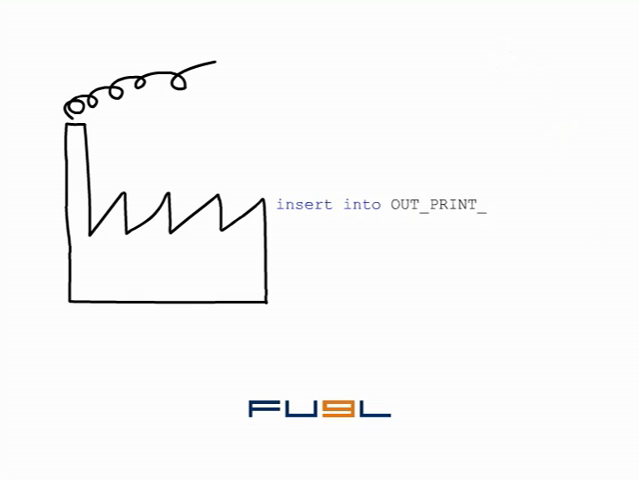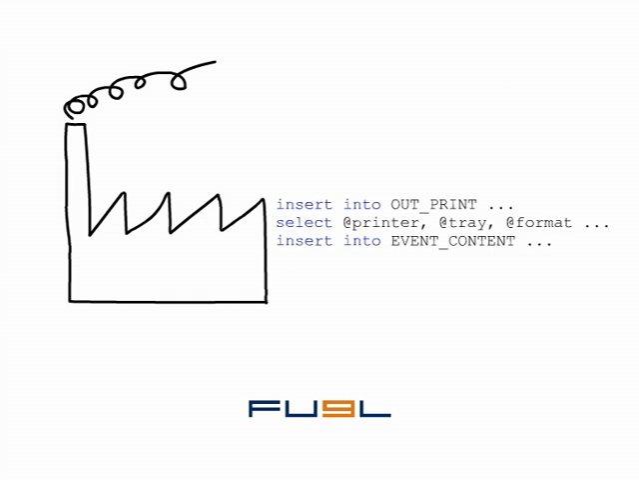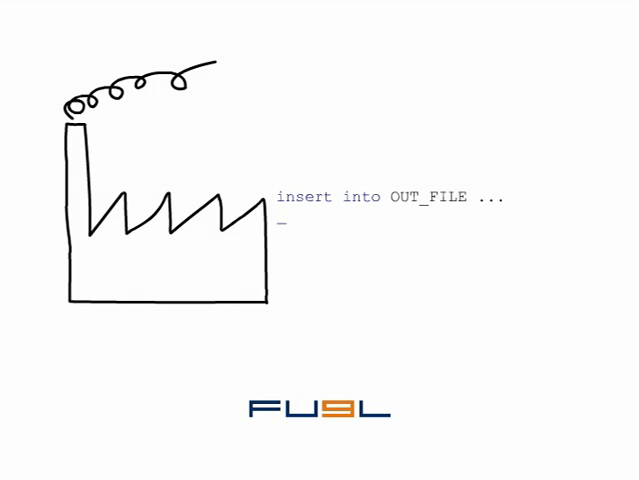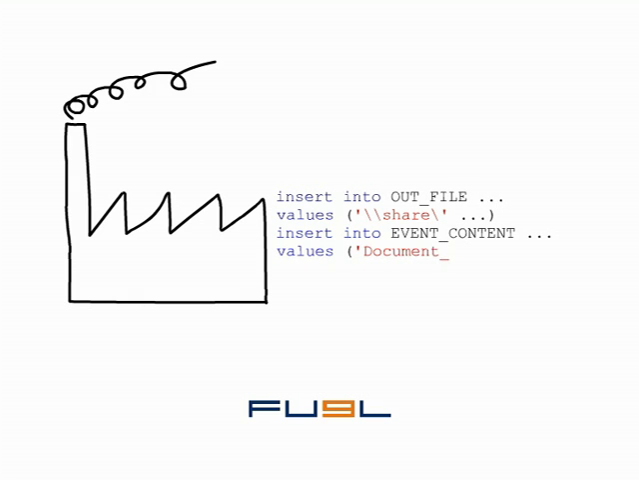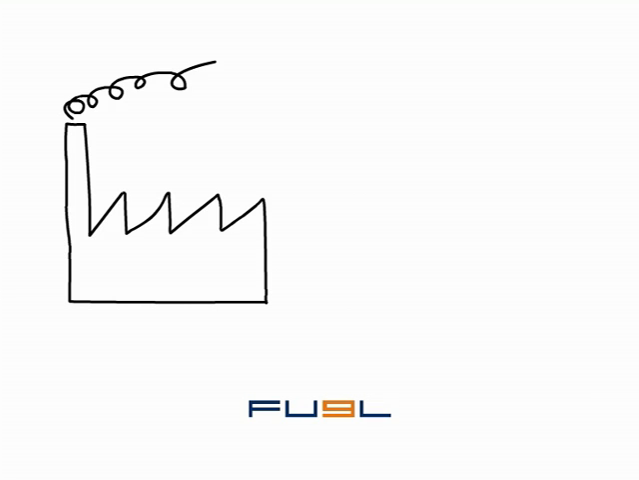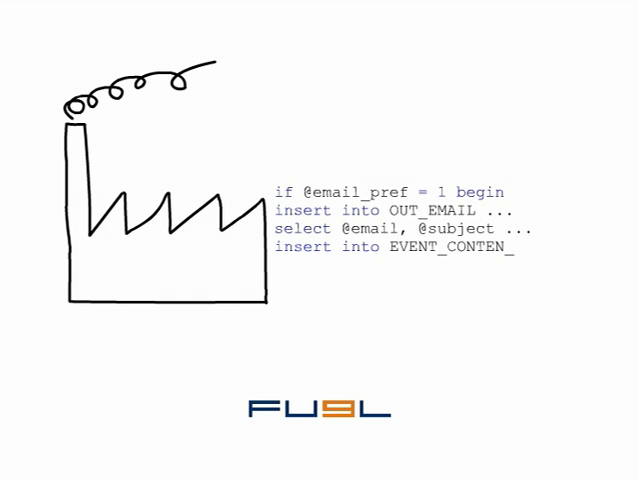Rather than manually selecting order numbers, printer, and format, the pick list automatically got sent to a printer closest to the operator with the correct format and tray. At the same time as the pick list got printed, a file containing a subset of the order was created and saved on a file share where it gets picked up by the warehouse robot. As the parts get boxed and ready to be shipped out, a notification is sent to the customer. Depending on the customer's preference, it will be delivered by email or as fax.